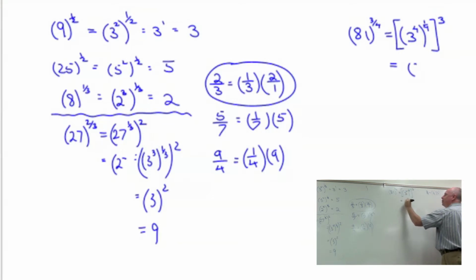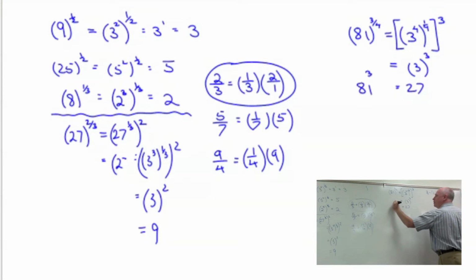So you have 3 on the inside. What's left on the outside? 3. And 3 cubed is 27. So that means 81 raised to the 3/4 power is the same thing as 27. Isn't that insane?